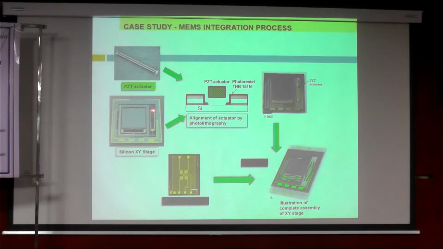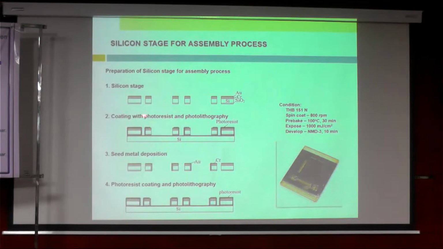This is the interconnects because this actuator needs voltage, needs to apply current, and also potential needs to be applied to this actuator in order to function. So this is the circuit on this XY stage, and you have your actuator. It should be connected electrically. Then you have a bonding pad to connect to the outside. So this is the process.